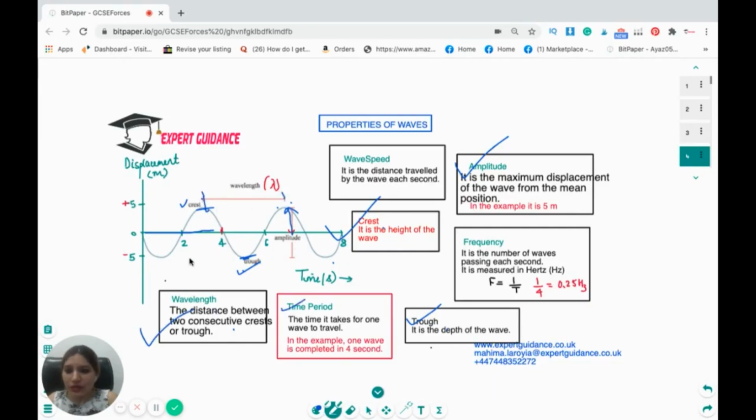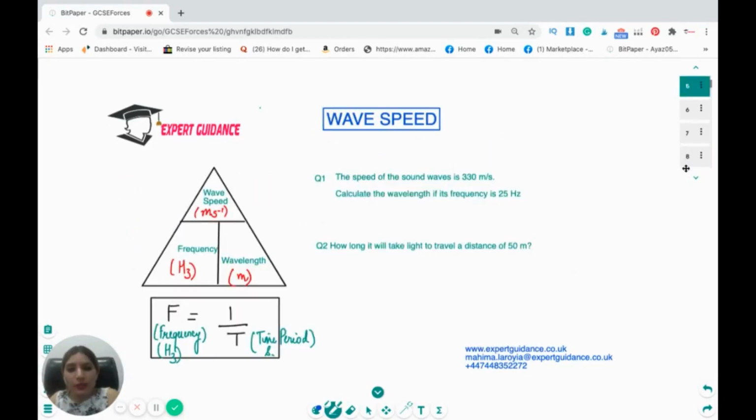Now, what is time period? From here to here, that is 1 crest and 1 trough, is 1 wave. Now, this wave is taking 4 seconds to complete, so that is the time period. And frequency is the number of waves per second. So if you do 1 over the time period, you get the frequency. So frequency is 0.25 hertz. And how do you work out the wave speed? Wave speed is the speed traveled by a wave, and you should know the formula for the wave speed. The wave speed is frequency times the wavelength.